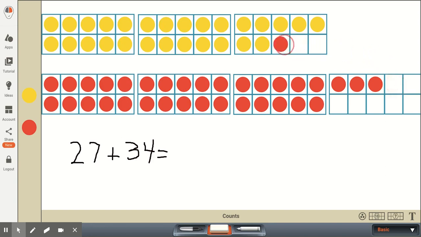So that's what we'll do first. We'll fill up this 10 frame on the top. Once we do that, we can go ahead and count our tens and see how many ones we have left. So we have 1, 2, 3, 4, 5, 6 tens, or 10, 20, 30, 40, 50, 60. So that's 6 tens, and we have 1 1 also. So 27 plus 34 would be equal to 61.